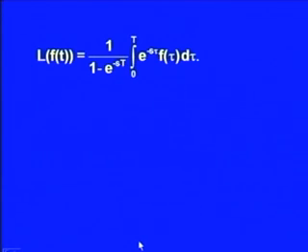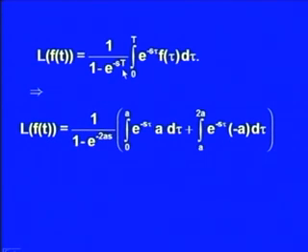Hence, f t is clearly a piecewise continuous function on the length t equal to 2a. So, the Laplace transform of the given function exists and will be obtained from this result: 1 over 1 minus e to the power minus s t, integral over 0 to t e to the power minus s tau f tau d tau.